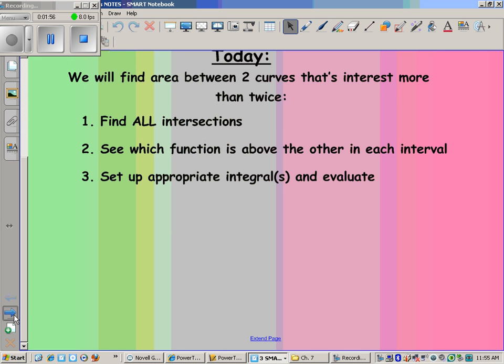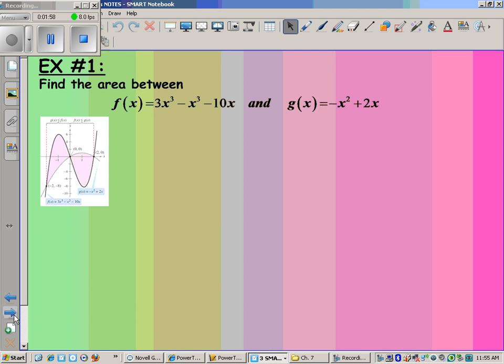Now. Oh, okay. So, example number 1 says that I need to find the area. My voice is kind of hurt. The area in between these two functions.